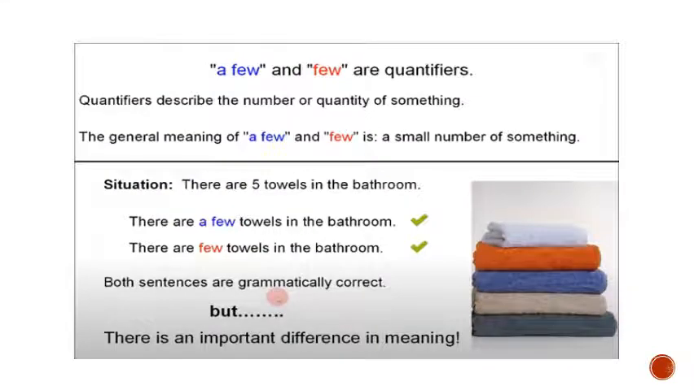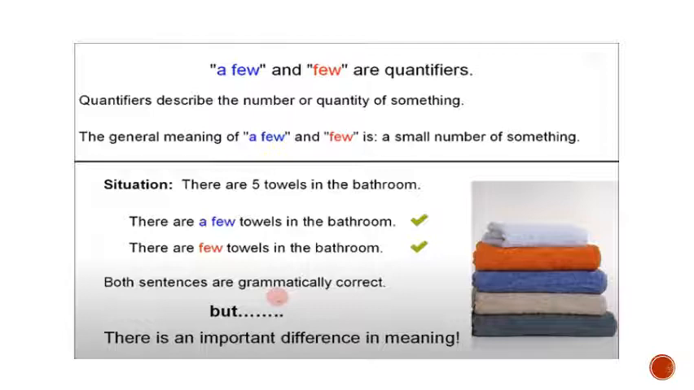Let's have a look. A few and few are quantifiers. Quantifiers describe the number or quantity of something. And the general meaning of a few and few is a small number of something. So, both a few and few describe a small number of something.